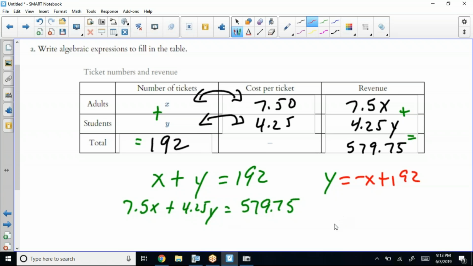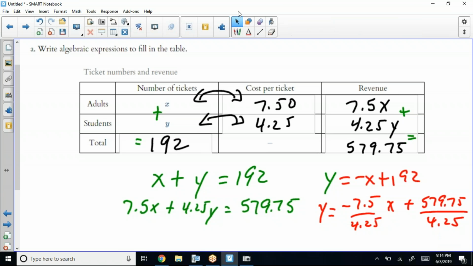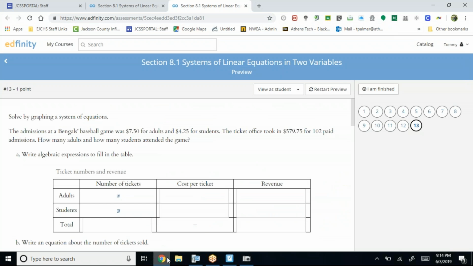And then this one would be what? y equals negative 7.5 over 4.25x plus 579.75 over 4.25. So there's both of them in slope-intercept form, and you can find where they intersect, and they'll give you an x and a y, and the x will go for adult, and the y will go for a child's ticket, right? I tend to put these fractions in parentheses when I'm doing it. So did that help a little bit? Yes. Okay.